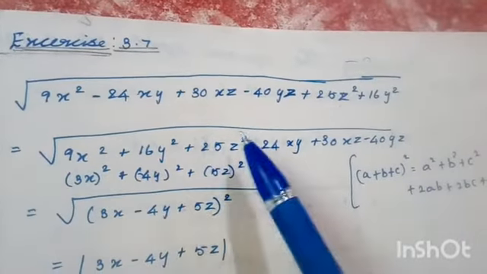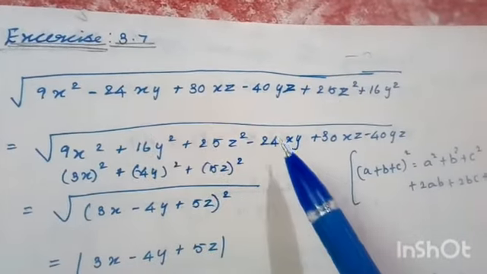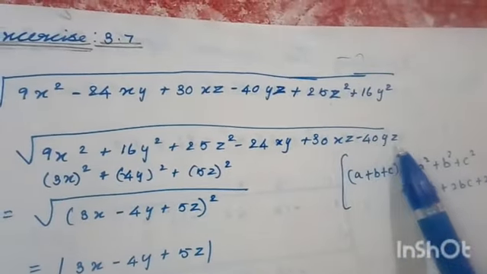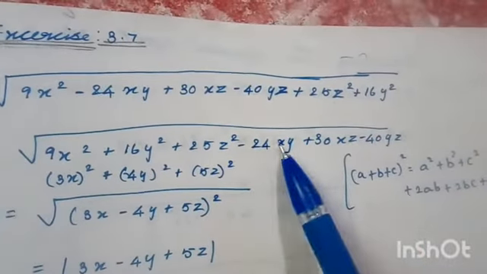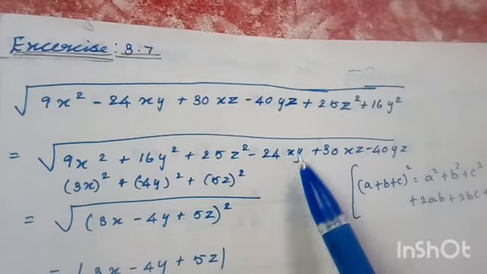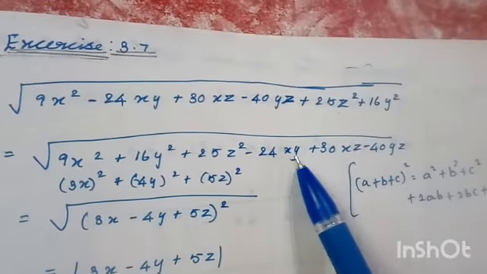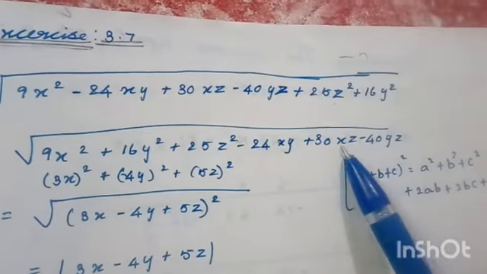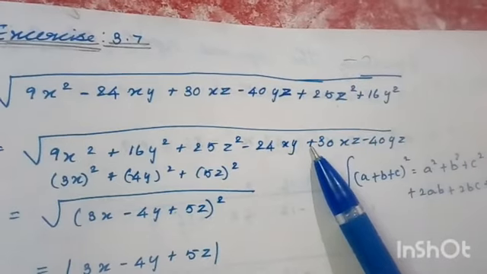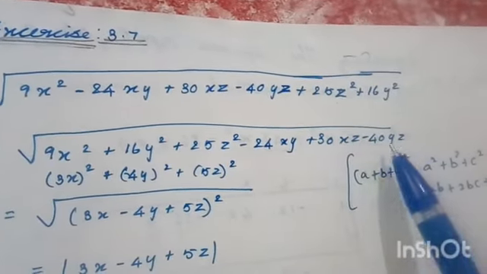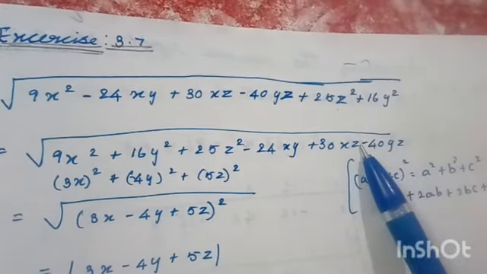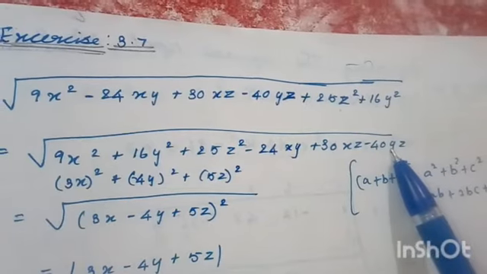First write these together. Then for 24xy, 30xz, 40yz, write them in the formula format. For 24xy we get a minus, so maybe x is negative or y is negative, any one of the variables is negative. Now for xz, x is there but the term is positive, so easily you identify x is not negative. Now check the last term: y is there, and where y is there it gets negative, so you conclude that the y term is negative.